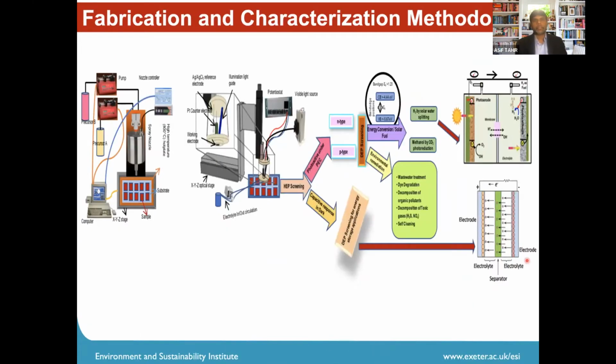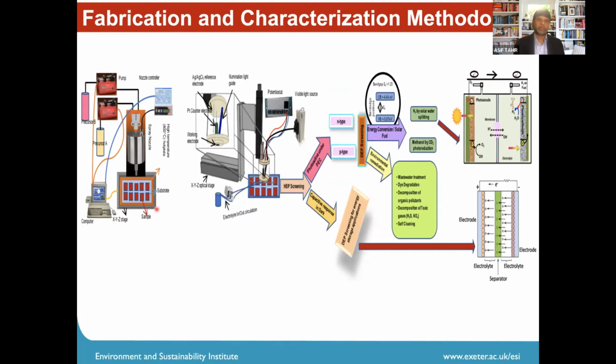And then the fabrication and characterization methodology. So we use state-of-the-art techniques to make these materials. As I said, we are making these materials onto FTO, which is a tin oxide coated glass substrate, and the temperature needs to be a maximum of 650, below the softening temperature of glass. So for that, we use spray pyrolysis and chemical vapor deposition techniques.